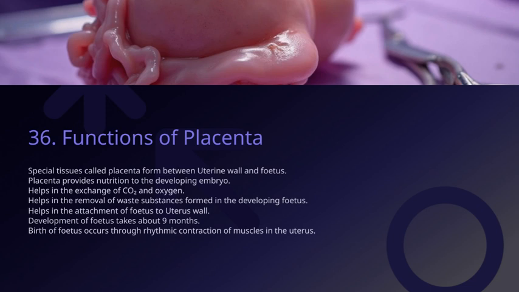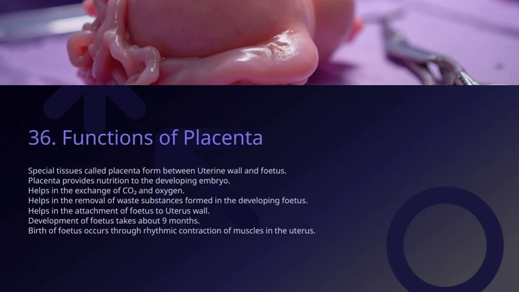It provides essential nutrients to the embryo, ensuring it gets everything it needs to grow properly. Additionally, the placenta acts as a kind of exchange station, helping in the transfer of carbon dioxide and oxygen between the mother and the fetus.